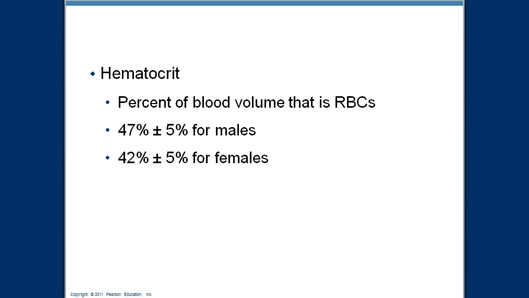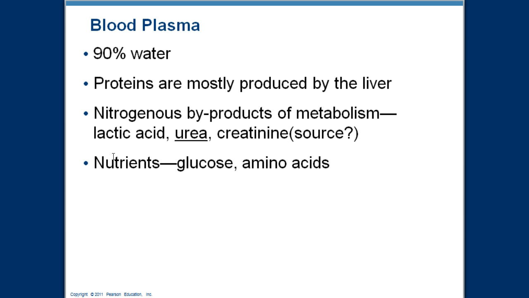So hematocrit is the measure of what percentage of your blood volume is taken up by your red blood cells. These are the average values for males and females. So in your average female, 42% of her bloodstream, or of her blood volume, is taken up by red blood cells. This is important because your red blood cells carry oxygen. So your hematocrit is a rough measure of the oxygen carrying capacity of your bloodstream.